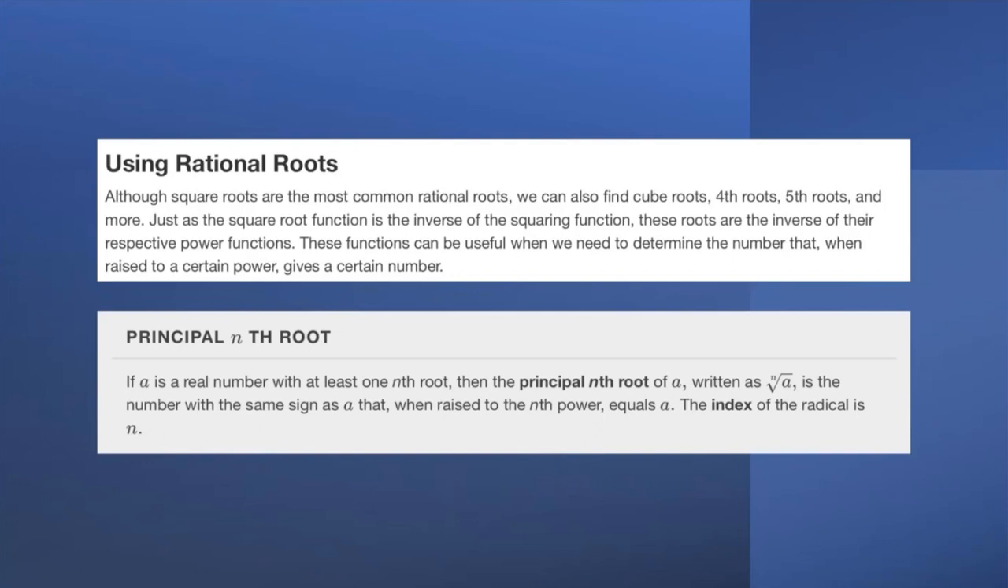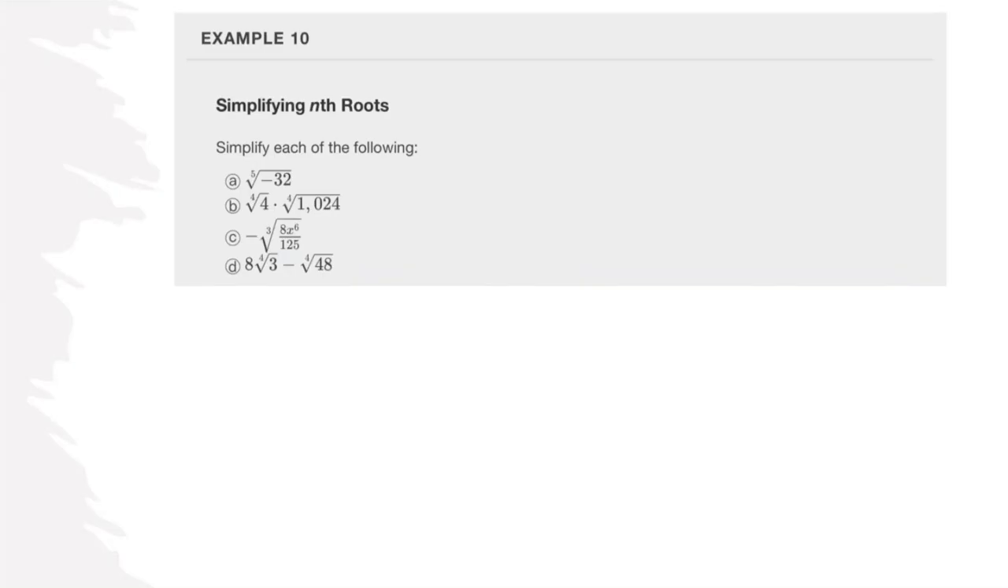Principal nth root: if a is a real number with at least one nth root, then the principal nth root of a, written as the nth root of a, is the number with the same sign as a that, when raised to the nth power, equals a. The index of the radical is n. That's a mouthful. Let's work a few examples and it'll sink in.